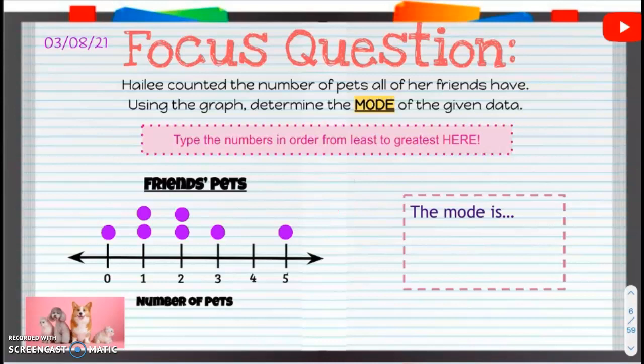So this number right here means a 0. This one dot means 0. There's one dot at 0, so there's 1 zero. How many dots are at 1? There's 2 dots at 1, so that means there's 2 ones. So 1, 1. Next one, there's 2 dots at 2, so that means there are 2 twos. 2, 2. There's 1 dot at that 3, so that means there's 1 three. And 1 dot at 5 means there's a 5.